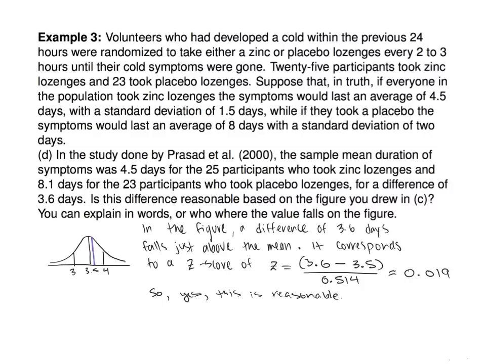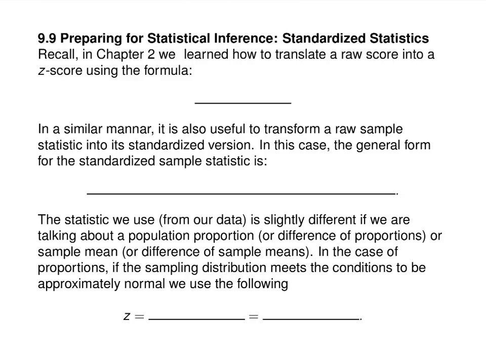So actually, this z-score sort of serves as a nice preview, because what we're going to do in the next little bit of this lesson is compute z-scores for all sorts of different statistics. Okay, recall that in Chapter 2, we learned how to translate a raw score into a standardized z-score using the formula z equals x minus mu over sigma.